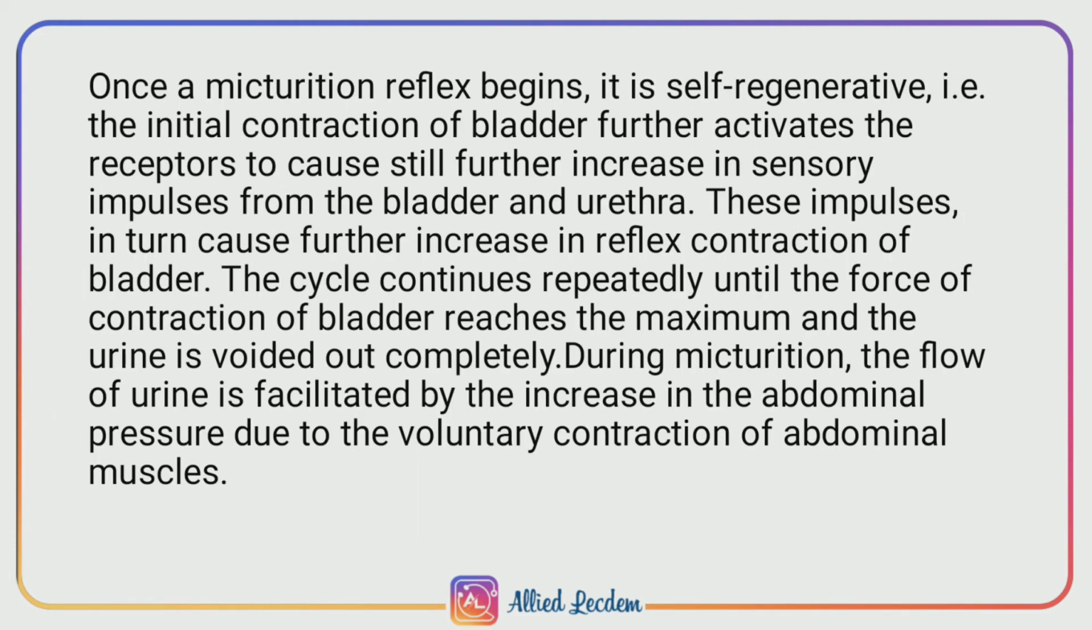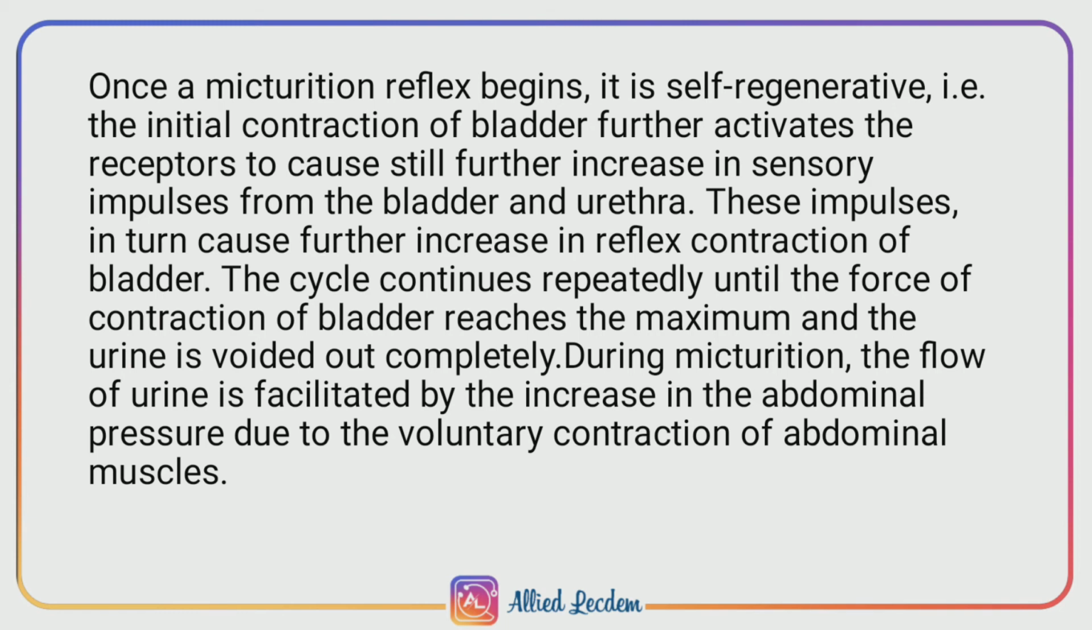Once the micturition reflex begins, it is self-regenerative. That is, initial contraction of the bladder further activates receptors to cause further increase in sensory impulses from the bladder and urethra. These impulses in turn cause further increase in reflex contraction of the bladder. The cycle repeats continuously until the force of contraction of the bladder reaches maximum and the urine is voided out completely.